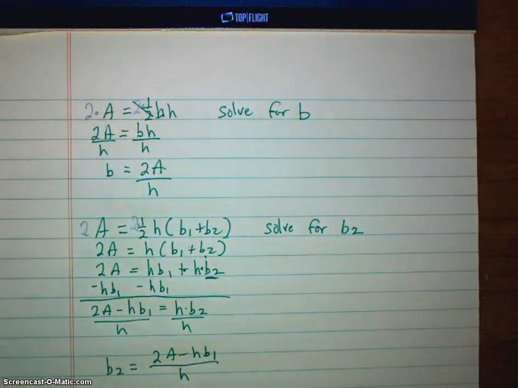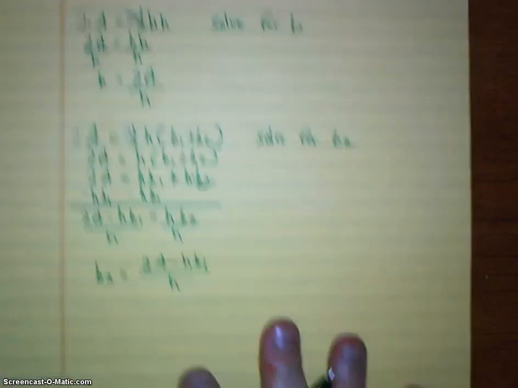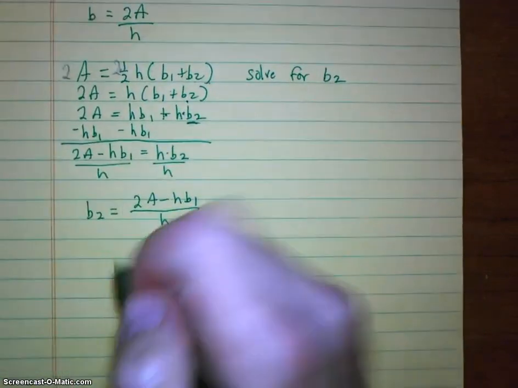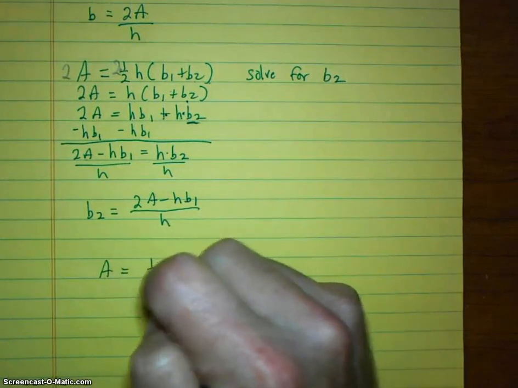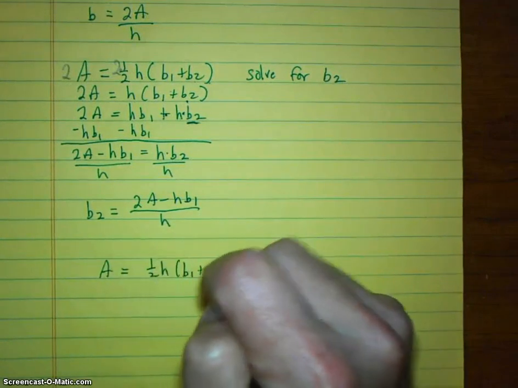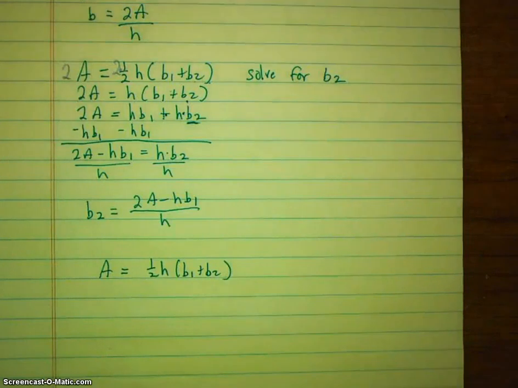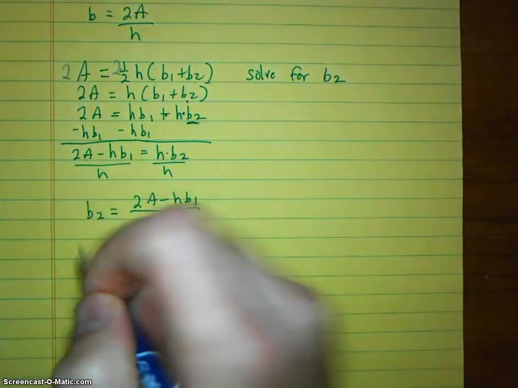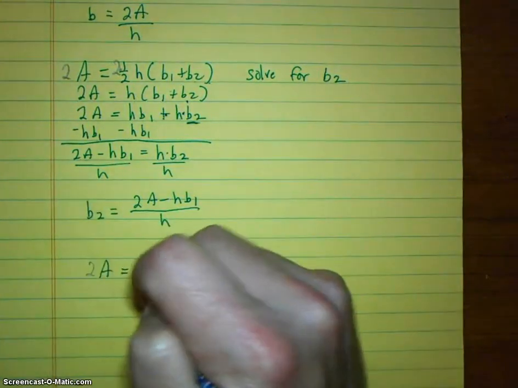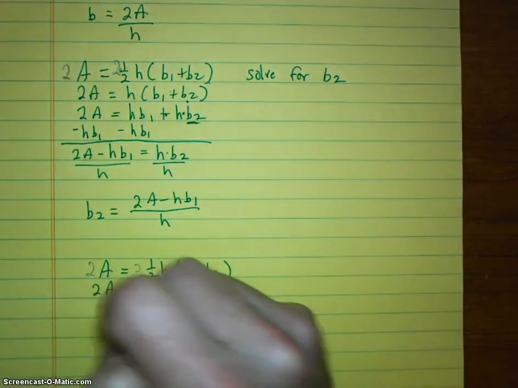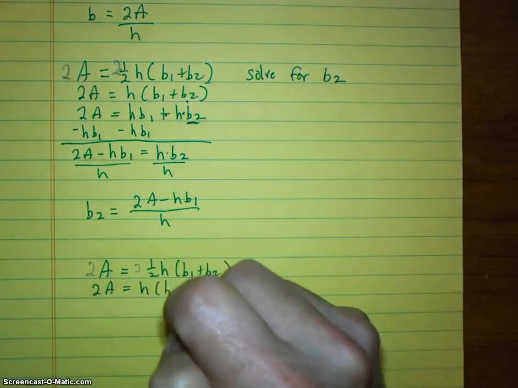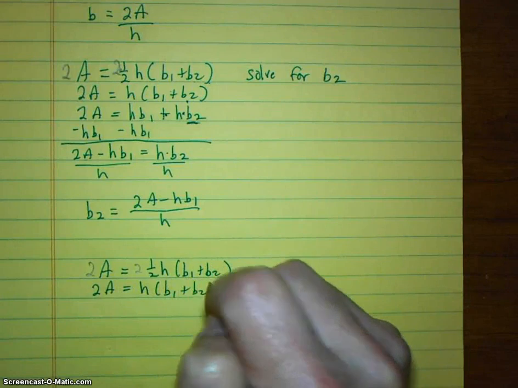All right, now I'm going to take this exact same problem and I'm going to do it again. But I'm going to do it in a slightly different way to show you a slightly different way that you could get rid of those parentheses. So I'm going to start with a equals 1/2 h times b1 plus b2. The first step is exactly the same. Multiply both sides by 2 to get rid of the fraction. 2a is h times b1 plus b2.